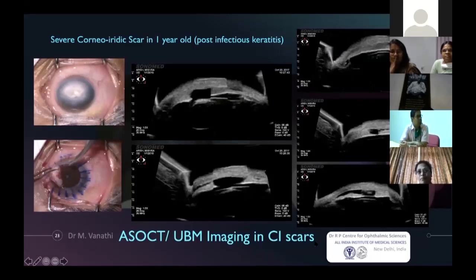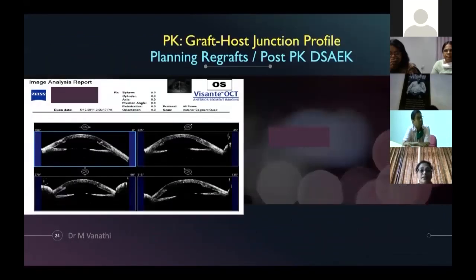An important application of ASOCT in adults is in severe corneoiridic scars, where you're not able to image the amount of damage which has been done to the anterior segment and the lens. These can be picked up, but in dense corneoiridic scars ASOCTs don't image best, and you probably will have to look at UBM in these patients. In pediatric cases you do a UBM beforehand, and you get your cross-sectional imaging to decide on the kind of intervention and the entry points when you need to do pediatric keratoplasties.